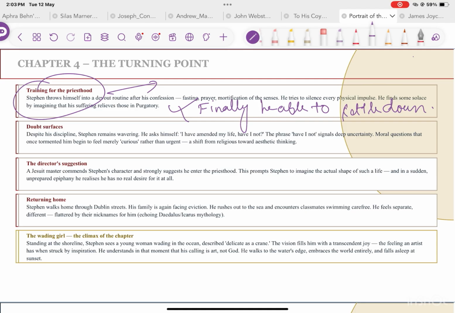Now another realization comes: doubt surfaces that he can never become a priest. The teacher praises Stephen's ability and suggests that he has a promising future in the clergy, prompting deep reflection. All those things are not for Stephen. While imagining the future seriously, Stephen understands that he feels no genuine calling for the priesthood. So he returns home.